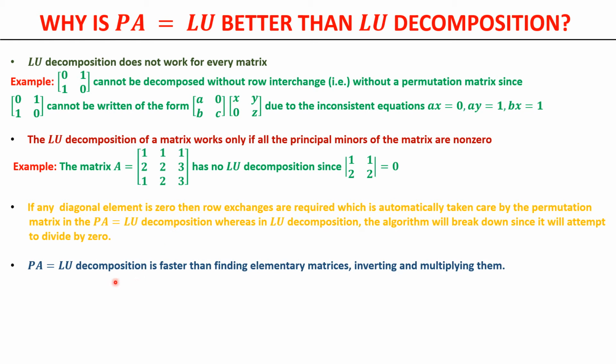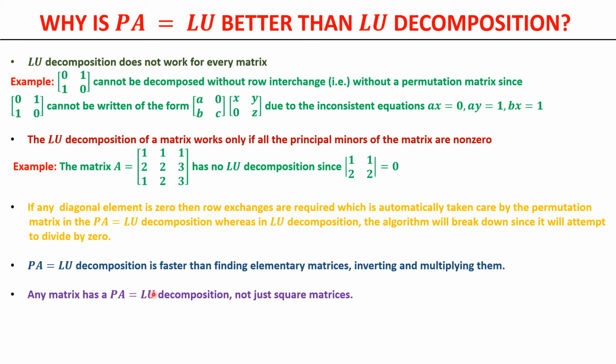The next one is that PA equal to LU decomposition is faster than finding elementary matrices, inverting, and multiplying them. So the concept of P helps us complete the computation in a better way. And the most important one is that any matrix has a PA equal to LU decomposition. That is not just square matrices, unlike in the case of LU decomposition.